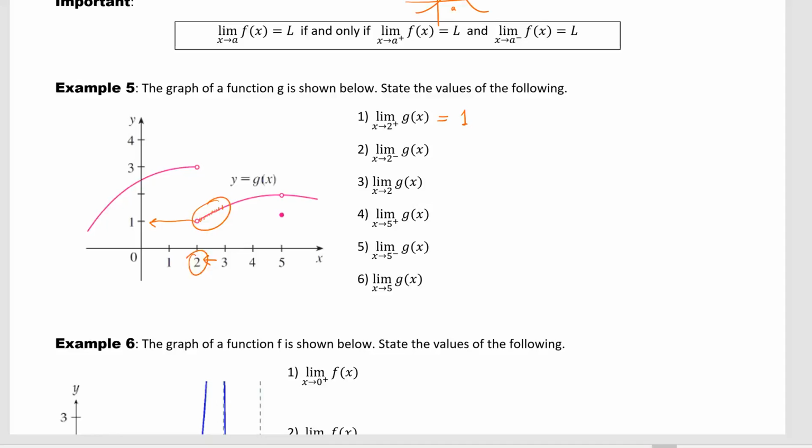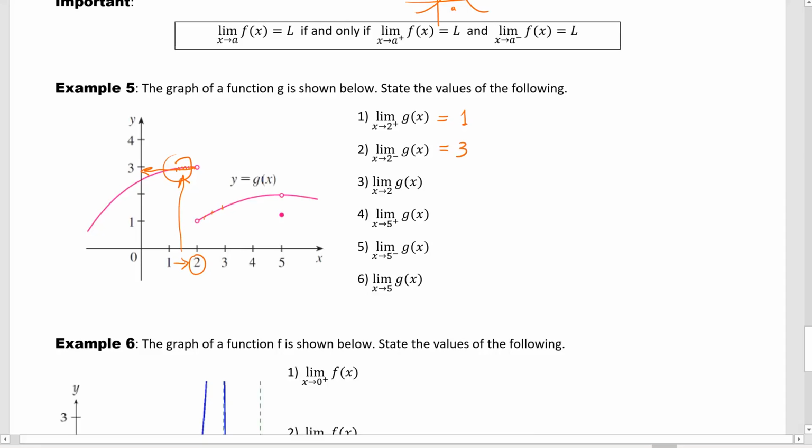So far, so good? And then, how about 2 negative? That means x is going to 2 from the left. Then which piece are we on? See, we're on this piece. So my y value is 3. So this is 3. So far, so good?